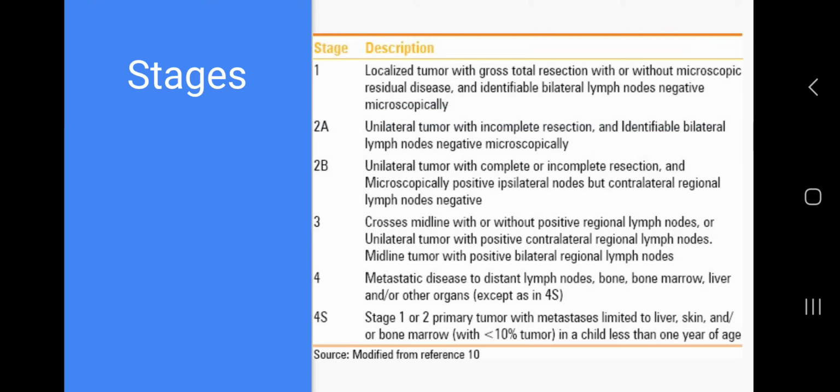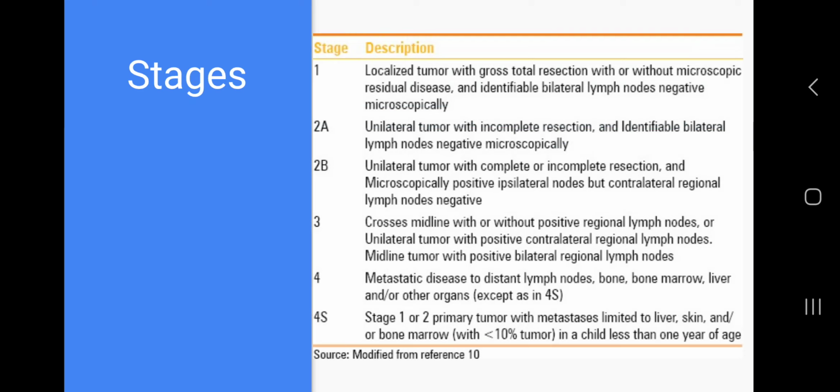Your 2A, unilateral tumor, incomplete resection, identical bilateral lymph nodes are still negative. 2B, still a unilateral tumor, complete or incomplete, and you might see some differences in your lymph nodes now. 3 is crossing the midline with or without positive regional lymph nodes, still a unilateral tumor, positive contralateral regional lymph nodes, and positive bilateral regional lymph nodes.